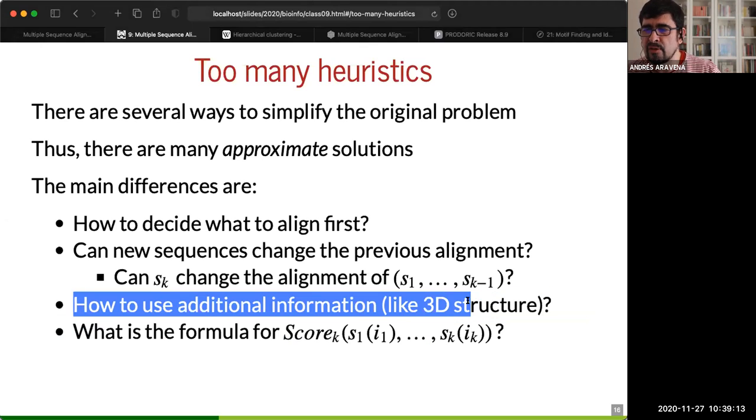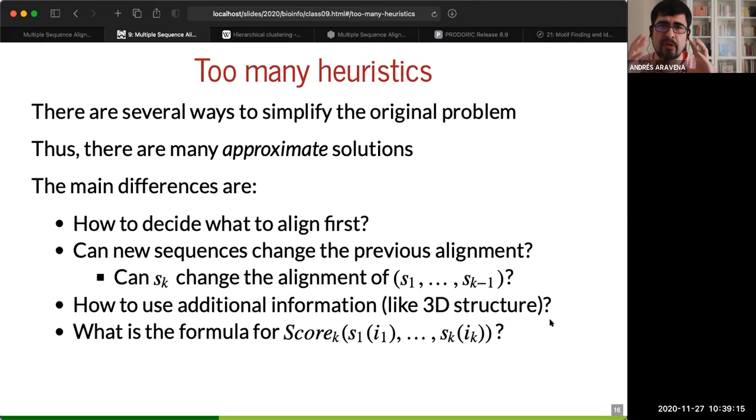Do you have any additional information? For example, in the case of proteins, in some cases you know that the protein has some 3D structure and you want to use that, like the parts that have the same 3D structure should be aligned. You can just force things to be aligned.